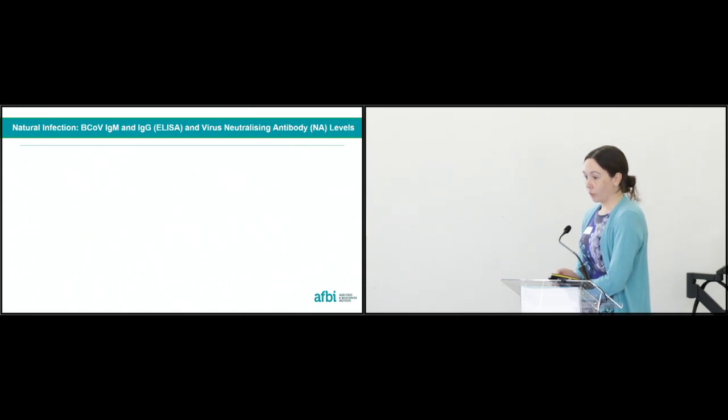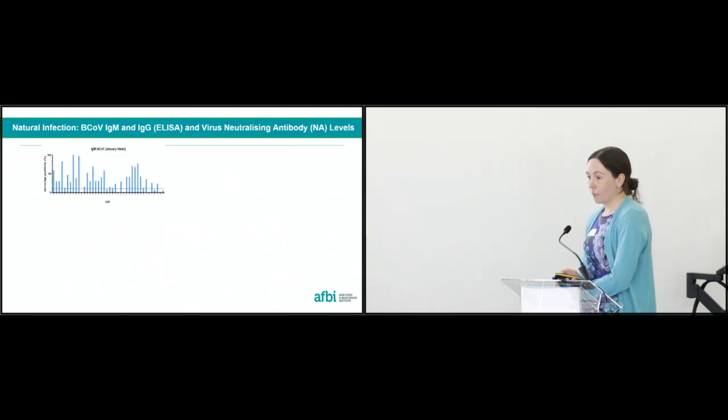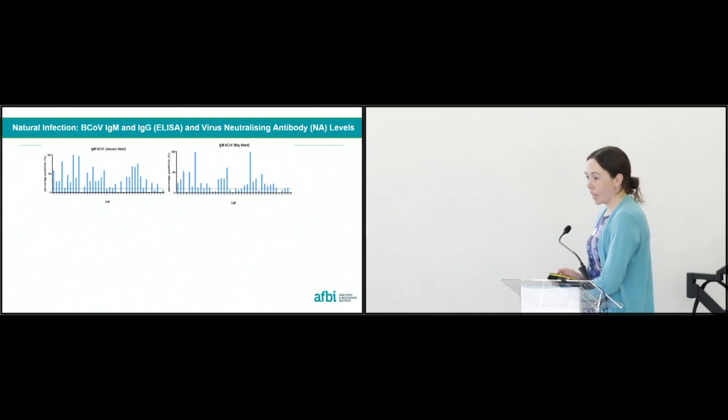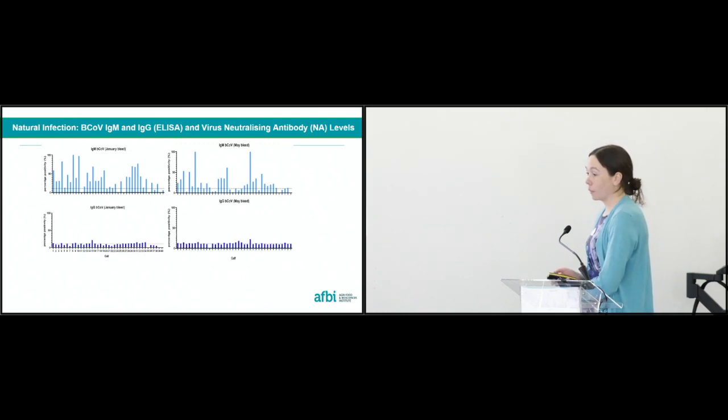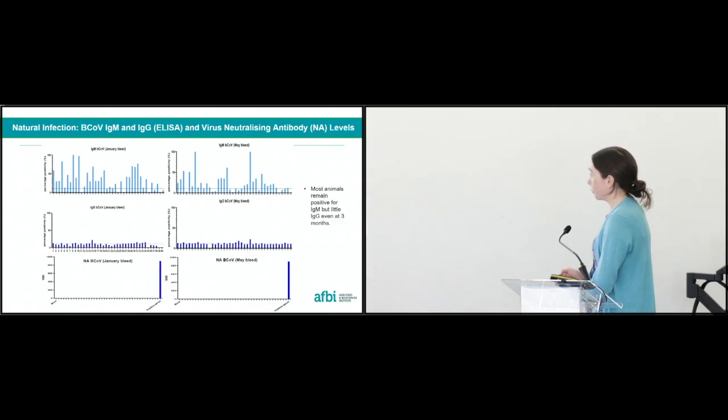For bovine coronavirus, again IgM in January and in May, and IgG in January and in May. We see an IgM response, but we see little or no positivity for IgG for bovine coronavirus. And again, no neutralizing antibodies were detected at either time point.